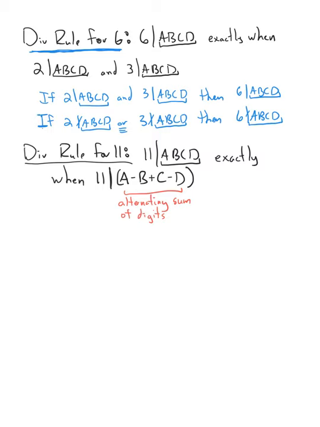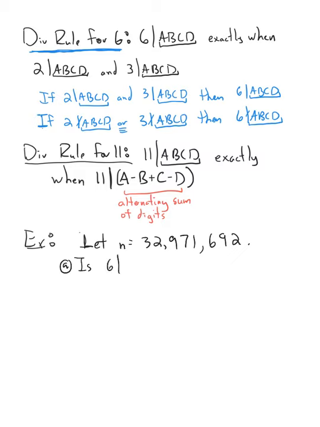Anyway, let's do an example to see how these rules work. So, let's pick a number. So let n be the number 32,971,692. So let's see if 6 is a factor of that. That's going to be the first question. And the second question is going to be, is 11 a factor of that? All right. So maybe pause the video and see if you can figure this out.